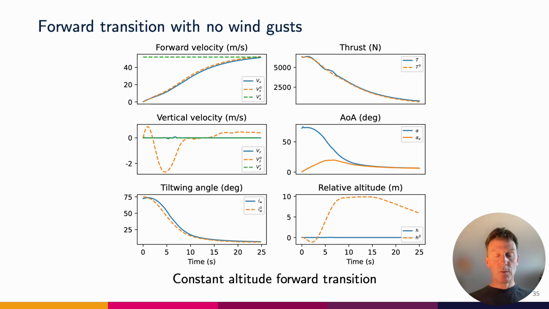These plots show the simulations of the forward transition for the case where there are no disturbances, so no wind gusts. The aim here is to keep the aircraft at constant altitude during the transition, and you can see that the controller achieves this very well. The relative altitude remains at 0 throughout the transition, and you can see that the transition is happening because of the change in angle of the wing down to 0, meaning that it's eventually going to end up in horizontal flight.